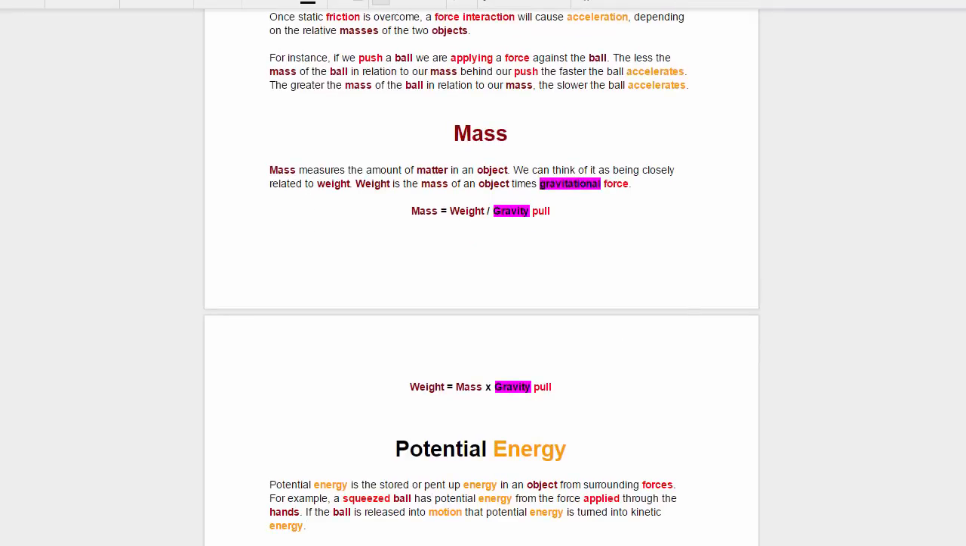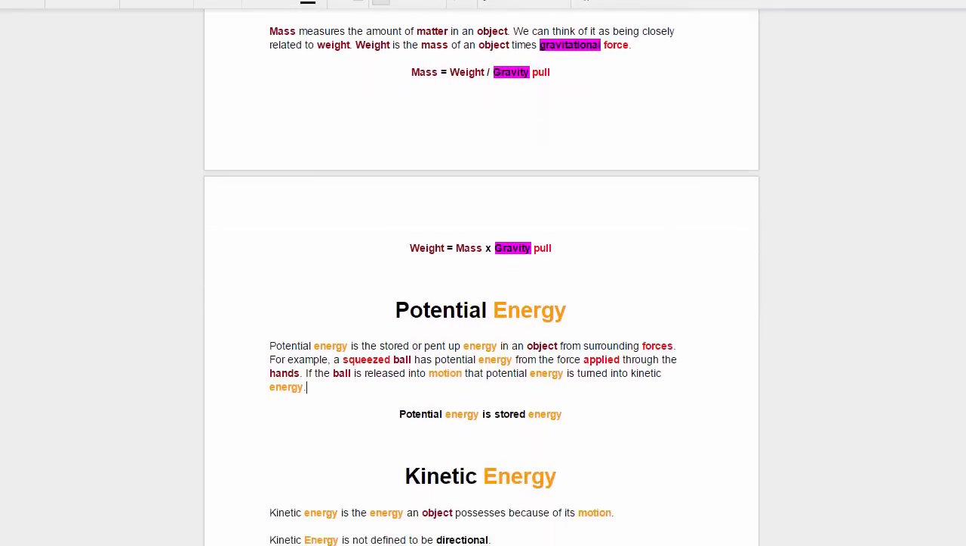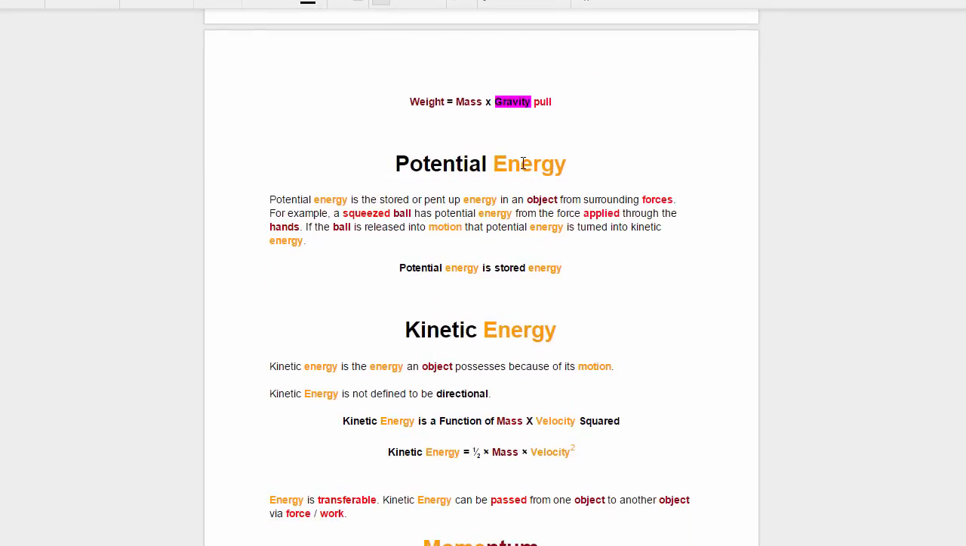There's a few more. We're about halfway done with this segment. There's a few more physical terms and definitions we need to get to. Potential energy.